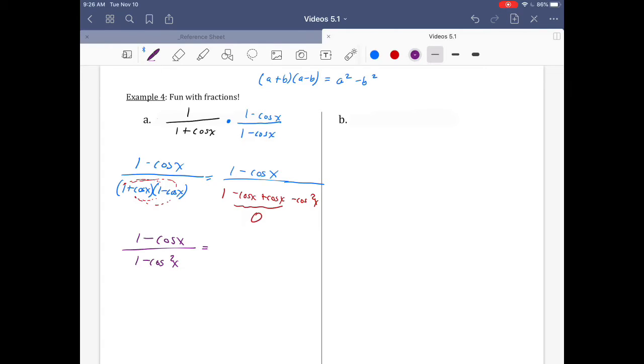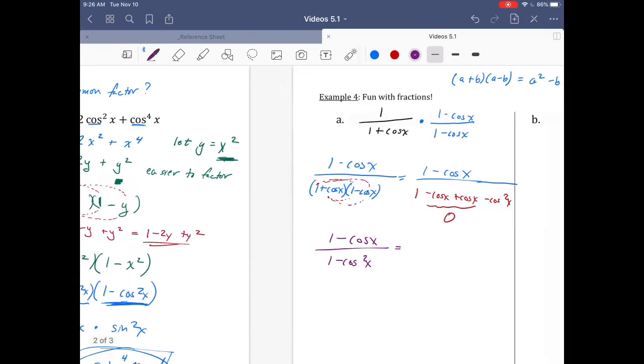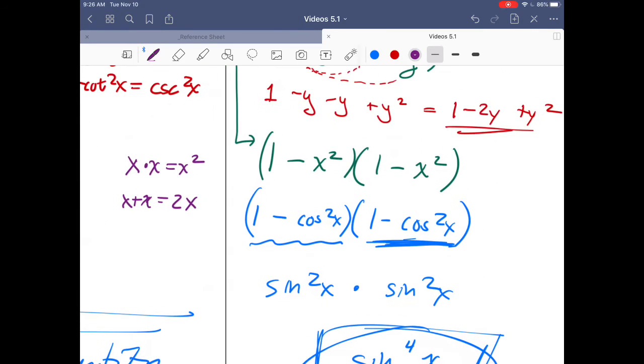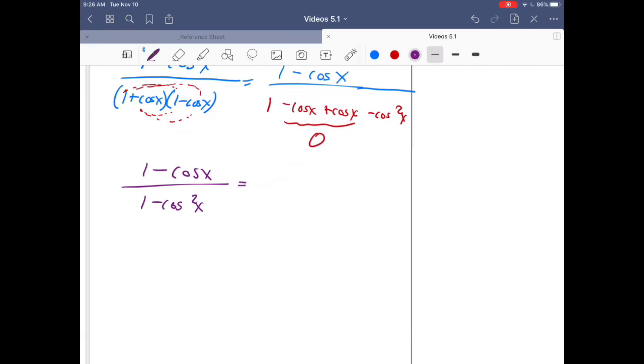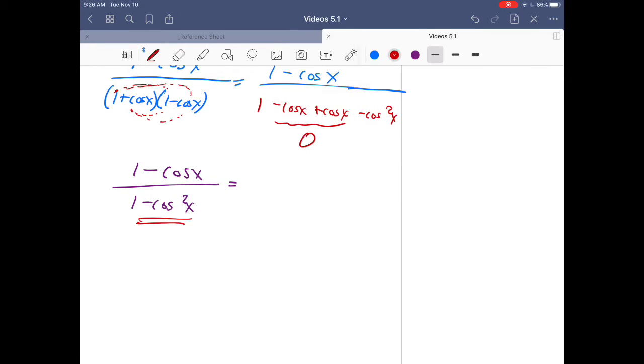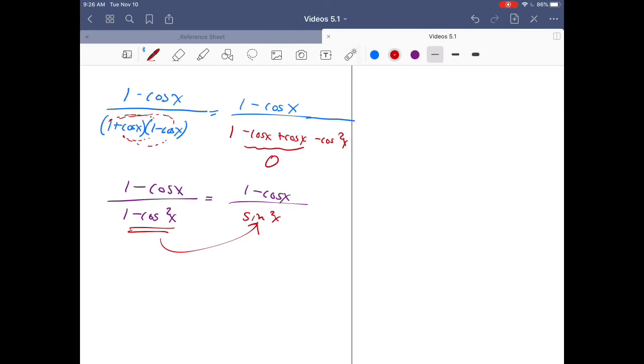Now, what can we do though? Well, in the previous example, we did the same substitution we're about to do now. 1 minus cosine squared is equivalent to sine squared. So let's go ahead and do that again. 1 minus cosine squared is equivalent to sine squared. All right, that's what we took out and moved.